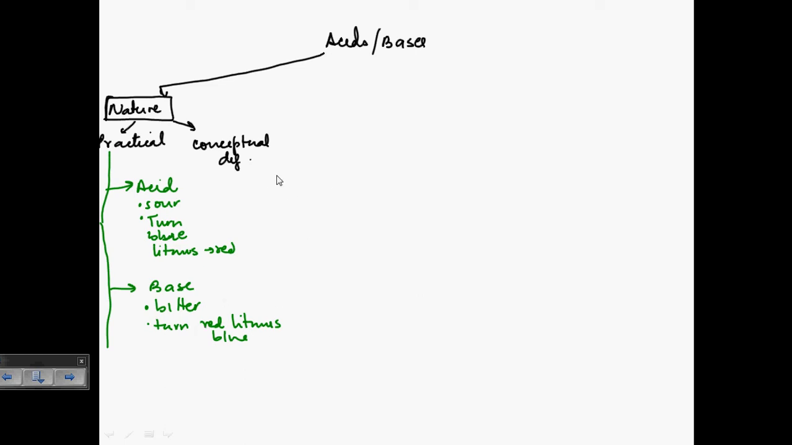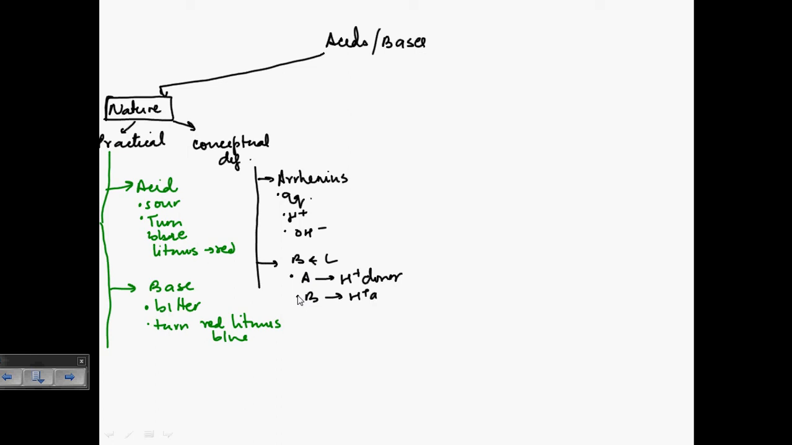Now the conceptual definitions for acids and bases are three. Arrhenius definition, where acid can only be in aqueous solution, and acid is something that increases H plus and base increases OH minus. The second definition is Bronsted and Lowry. It doesn't have to be aqueous, and acid is proton donor and base is proton acceptor.